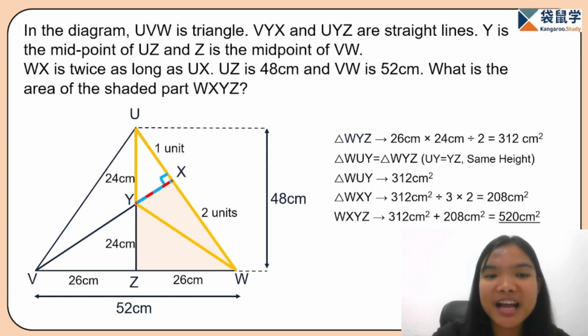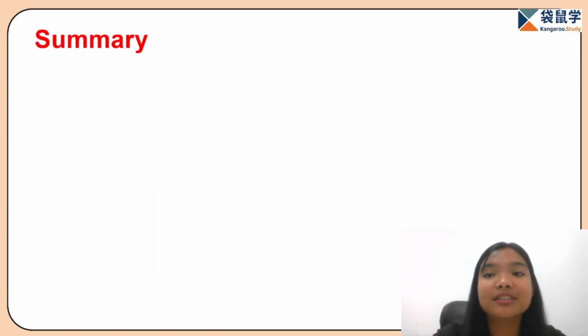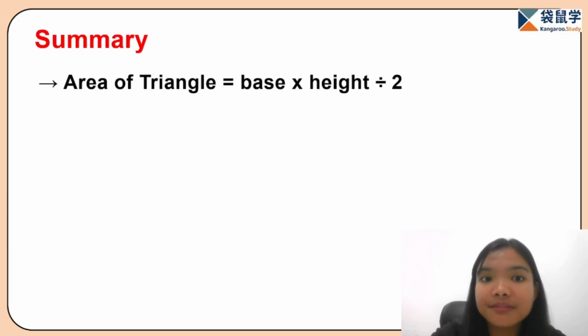So, just a quick recap. Every time we have a triangle and we can't directly solve the area using the formula base times height divided by 2, we can use the equal height model.